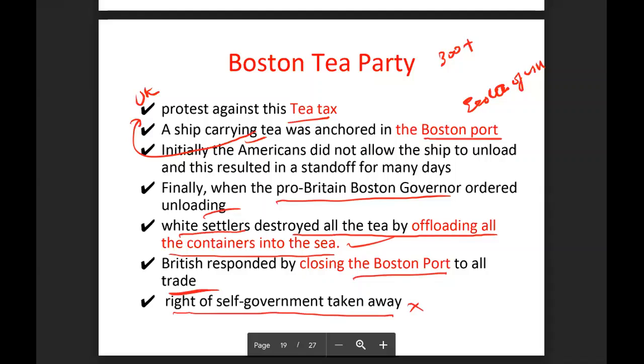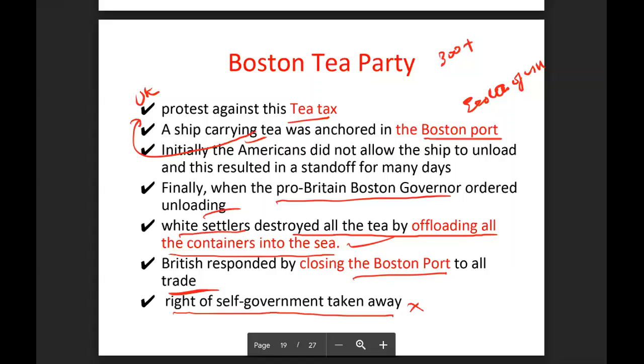So there were protests against the tea tax. At that time a ship carrying tea was anchored in Boston port. Initially, the Americans did not allow the ship to unload, and this resulted in a standoff for many days. Finally, when they got the approval to unload, some American tribes were also part of this. They put all the cargoes, around 300 plus, into the sea itself. And this made a problem for the UK crown, and the crown thought that some mutiny was happening. So, let us close the Boston port. They closed the Boston port to all trade, so none of the trade will happen in Boston port.